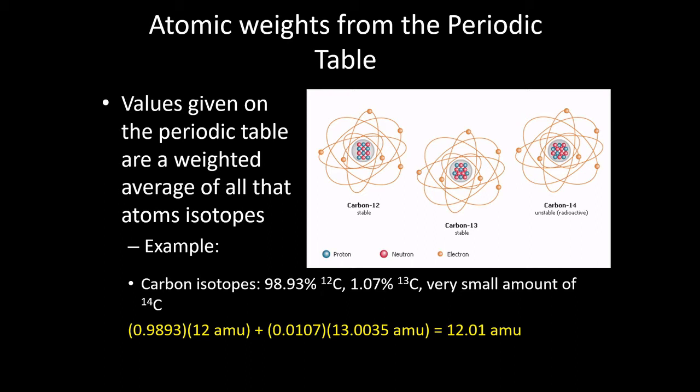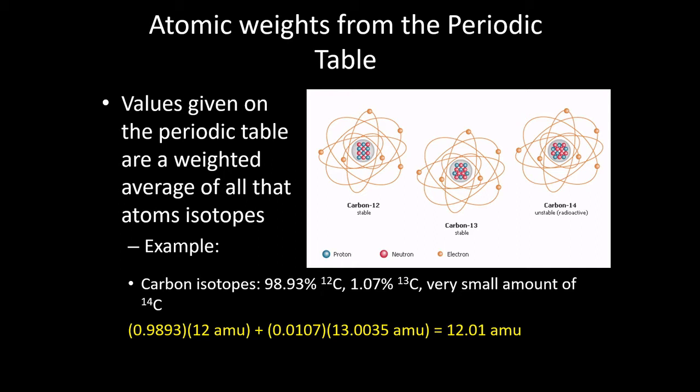Carbon-13 makes up about 1% of the total amount of carbon that you would find if you were just to go out into the world and take a random sampling of carbon. You would get about 1% carbon-13. And so what the mass number on the periodic table does is it takes the relative abundance of the different isotopes into account, and it gives you a weighted average.